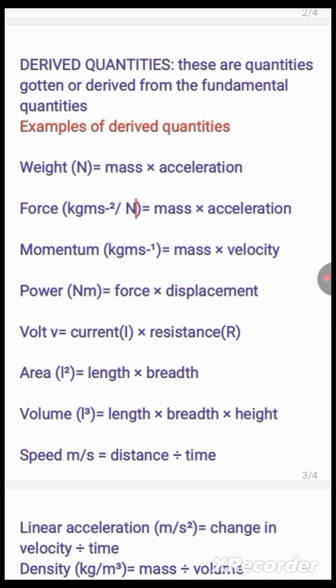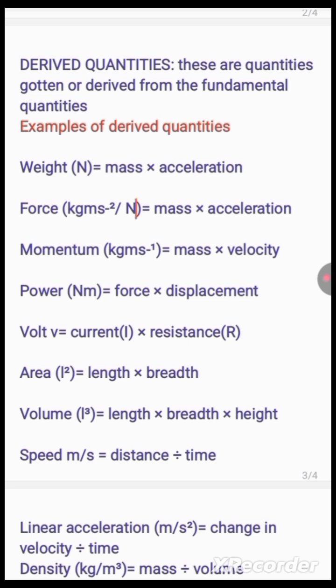Then the next one is volt. Volt is gotten from the product of the current multiplied by its resistance, and this is known as Ohm's law. Volt is gotten when current is multiplied by resistance.